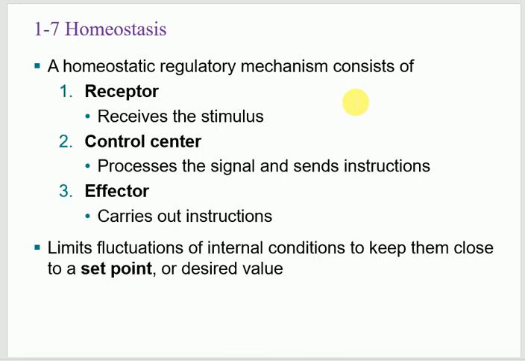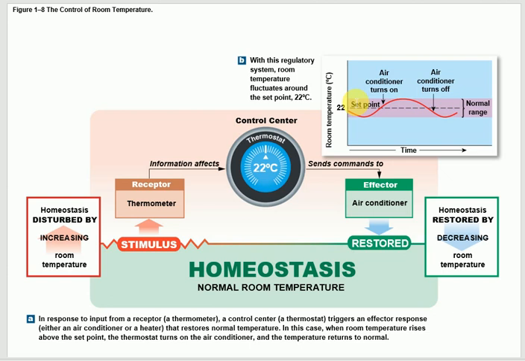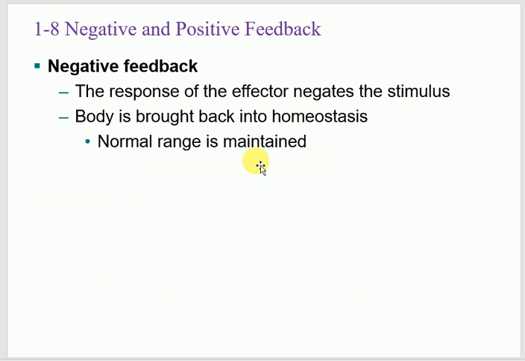What's the effector in the air condition in this example? The air condition or the heating unit. You have two effectors, and one of them will be used according to the temperature. The receptor is called the thermostat. It's going to pick up the temperature, and the thermostat will compare it and decide, should I turn on the air condition or the heating unit? Negative feedback, so homeostasis, very important.